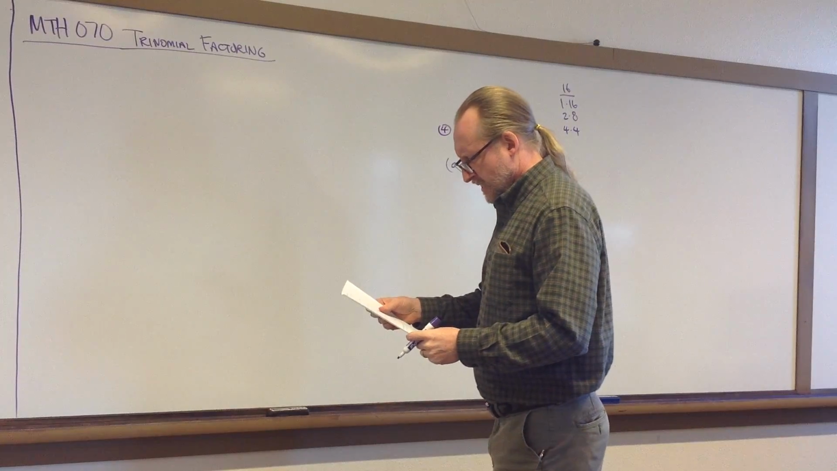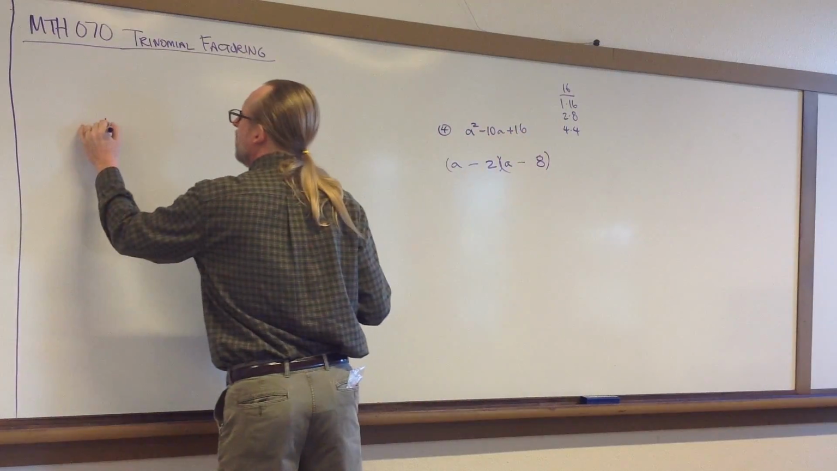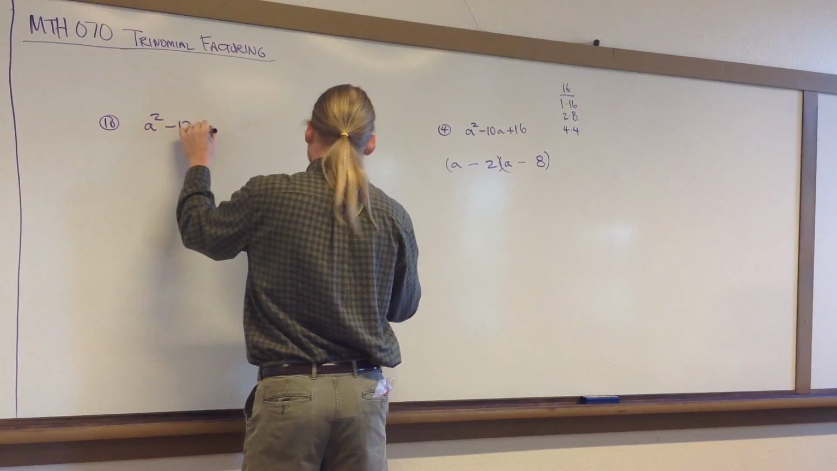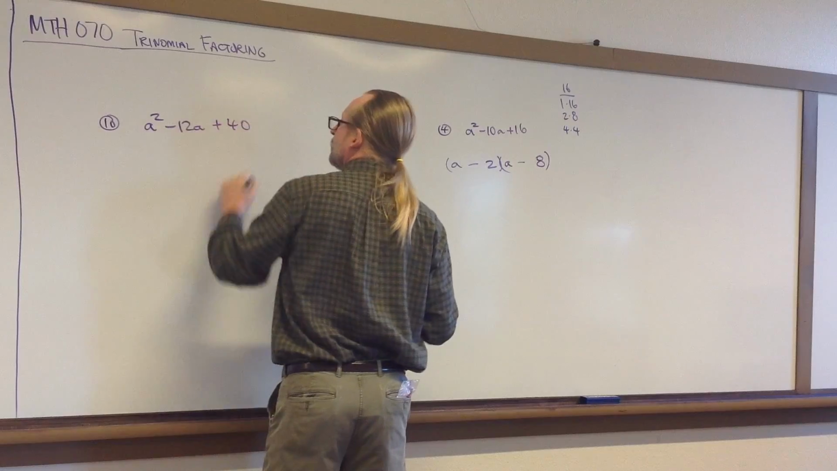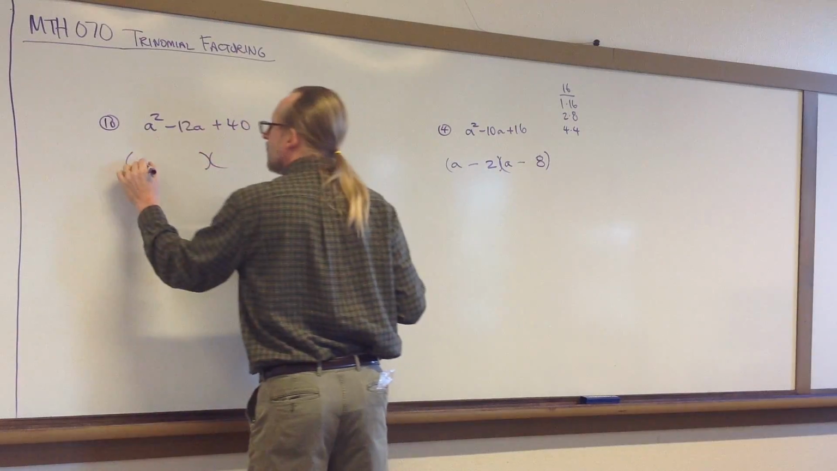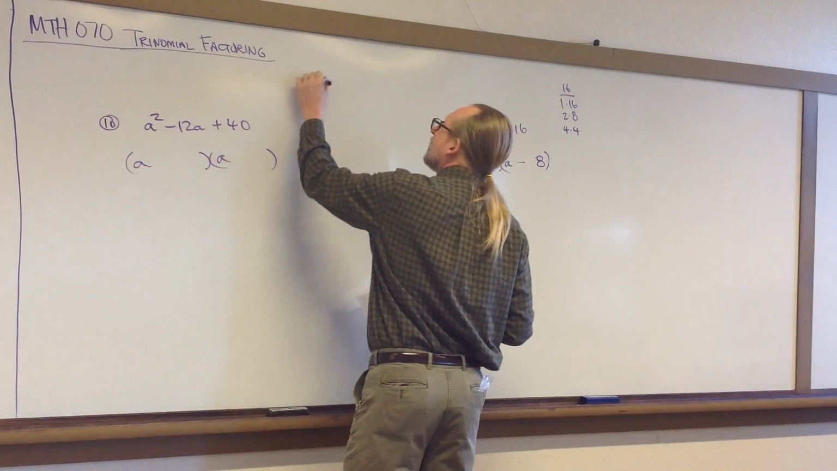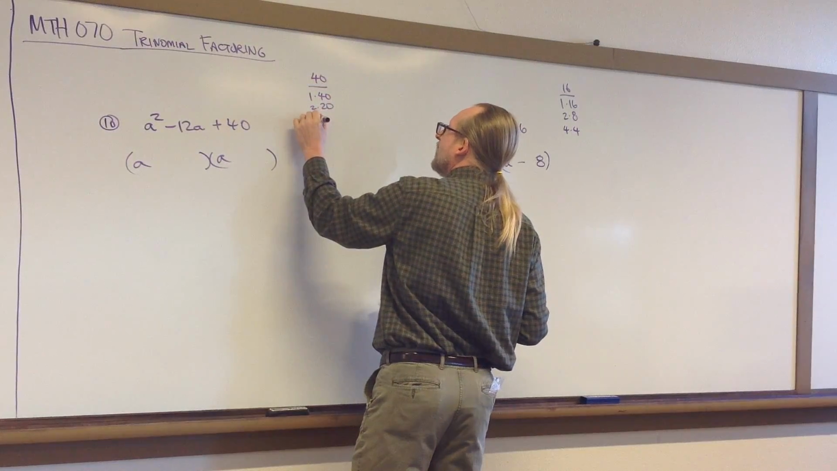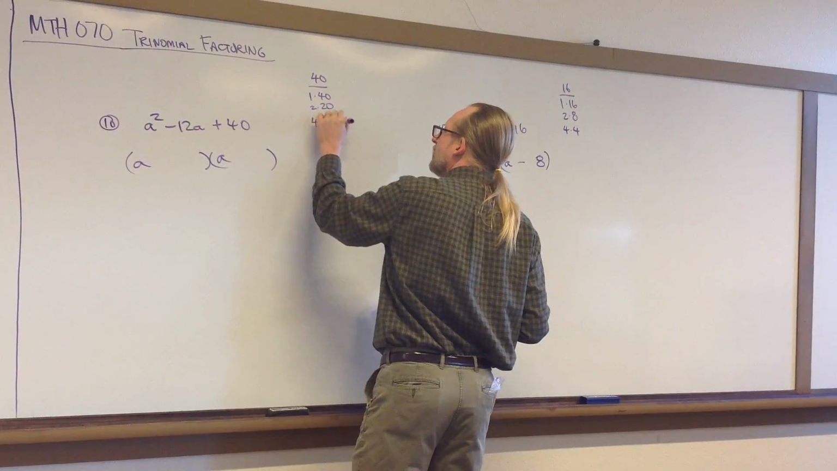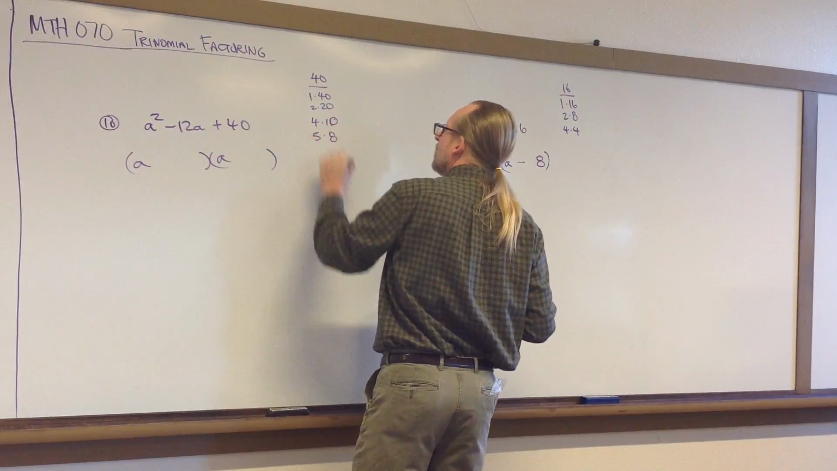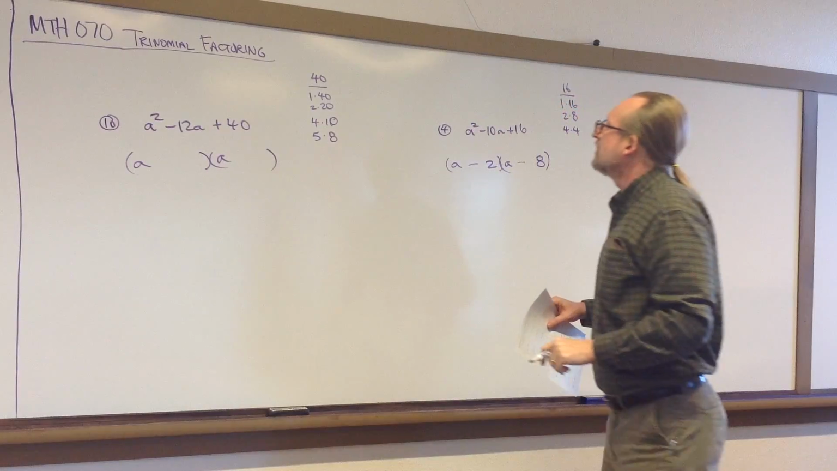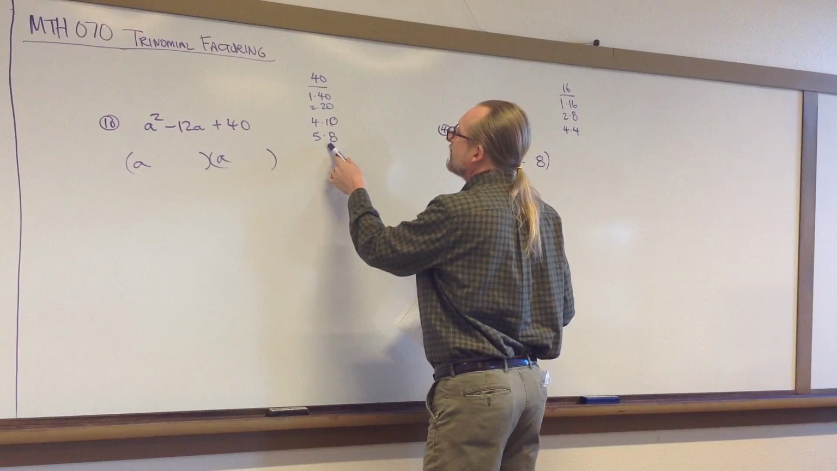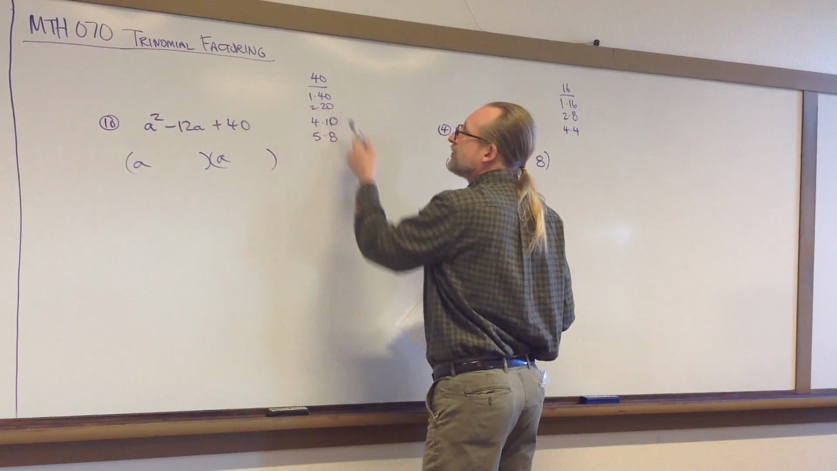Let's see here. Well, let's look at number 10. See, we've got a squared minus 12a plus 40. Okay, so we want the a's there. And then we want to know, well, what are the possible factors of 40? 4 times 10, 5 times 8. And I think that's about it. Let's see, do any of these add up to be 12? You get 13, 14, 22, and 41.